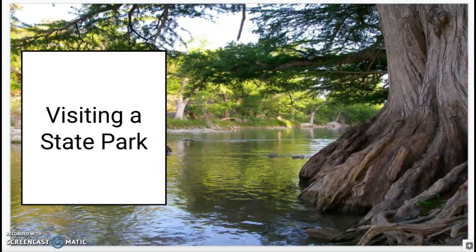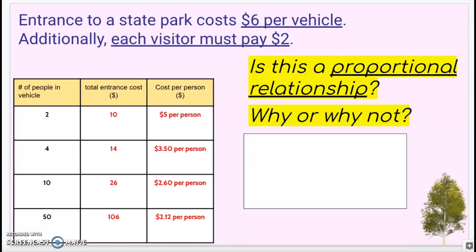Then we went to a state park, a beautiful state park. This looks pretty. It looks like an arboretum maybe. And we talked about how if we are entering the parking lot, usually with state parks, they charge you per vehicle, and even for the people inside. And so your teachers asked you to fill in this table and determine how much it cost per person. And as you notice, that cost per person changes.